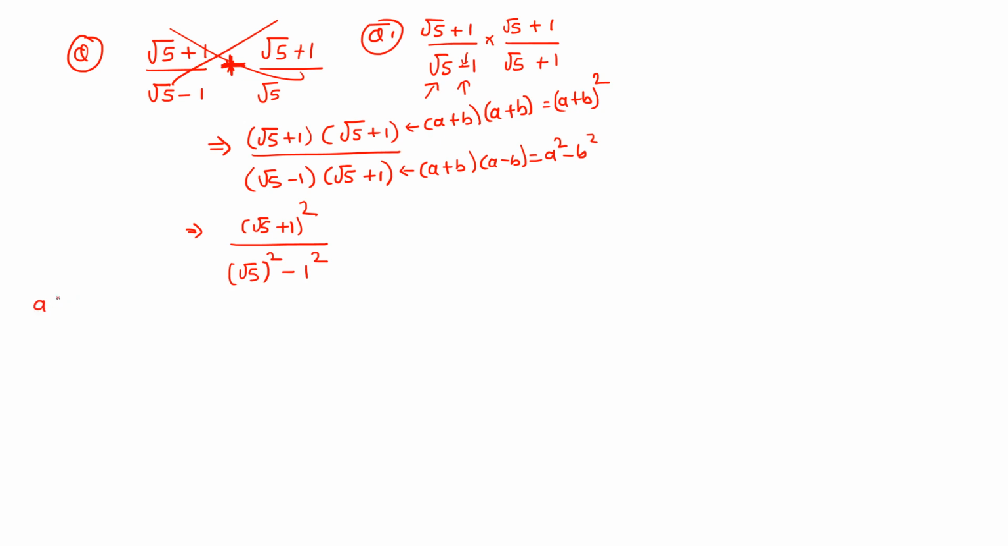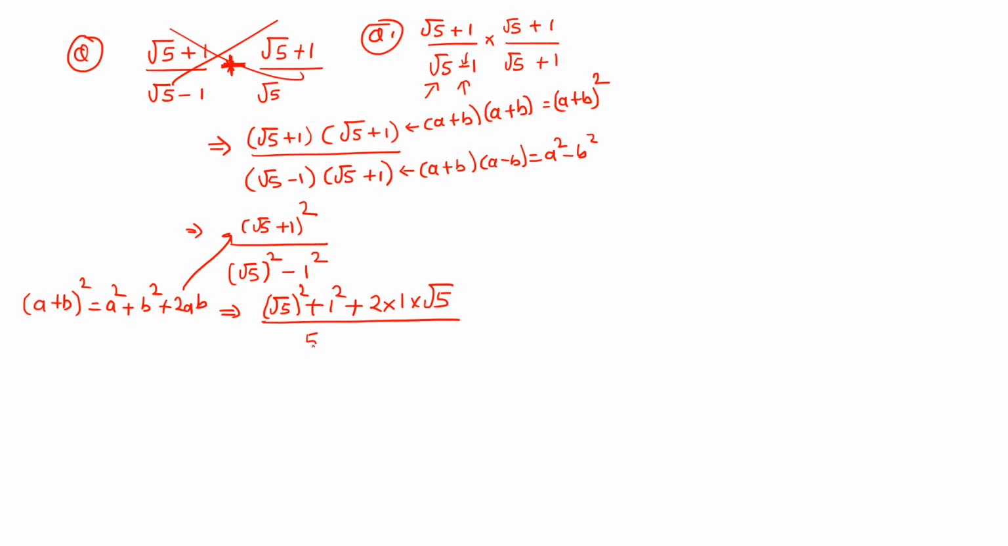So we all know the formula for (a plus b) the whole square. The formula goes a square plus b square plus 2ab. So this I am going to apply to the numerator. That means root 5 square plus 1 square plus 2 into 1 into root 5. This is the numerator, and in the denominator this is 5 minus 1. And now finally you have 5 plus 1 plus 2 root 5, divided by 4.